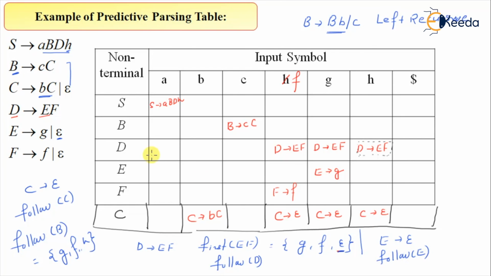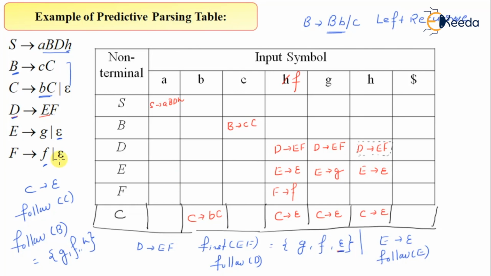Follow of capital E is first of F. First of F is F, and if I replace this epsilon, then follow of D, which is H. So F column and H column. Okay, in the F column and H column, I have to write E derives epsilon. So E derives epsilon will go to the F column, because first of F is F, and E derives epsilon will also go into the H column, because of follow of D.